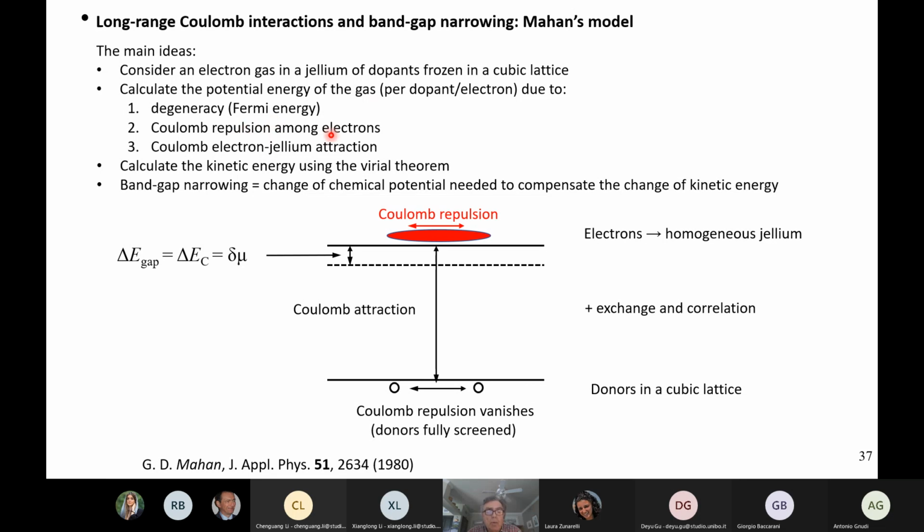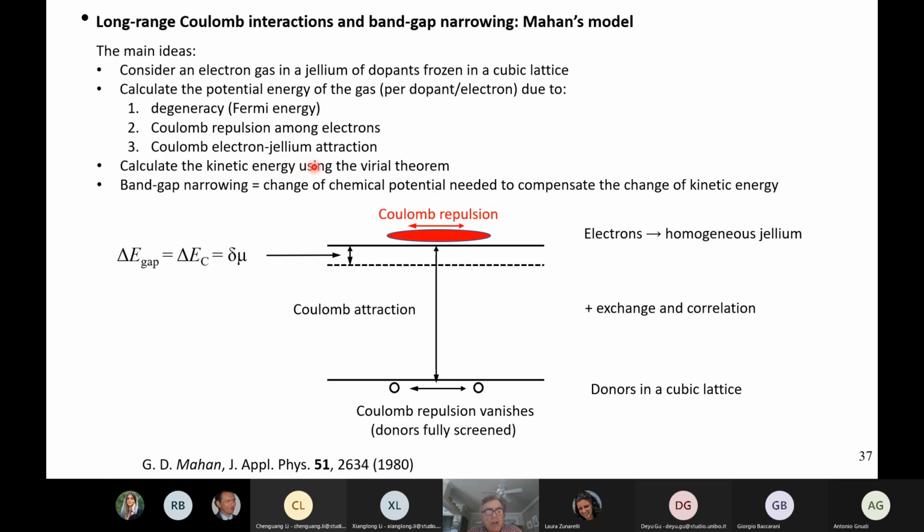So the average energy of the Fermi gas. We consider the Coulomb repulsion among all of the electrons. We consider the attractive Coulomb interaction between the electrons and the dopants. Having calculated this total energy, the kinetic energy, and the potential energy due to these Coulomb interactions, we will calculate how much the kinetic energy changes by using the virial theorem. These are 1/r forces, 1/r² forces, 1/r potentials. So we can use the virial theorem to calculate the time average change in kinetic energy due to the potential energy that we calculated here.